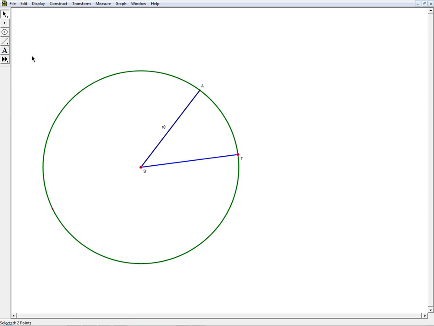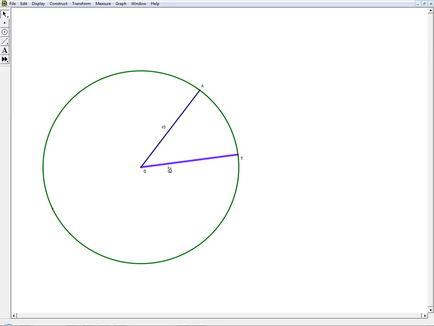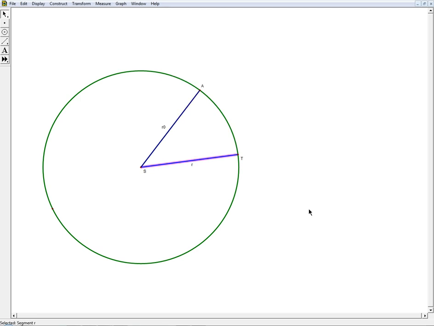Show labels. And let's even go ahead and label that guy. Show label. I don't like the label K. I'm going to call that D. I'm going to call it R for R final. Okay, everybody see that?